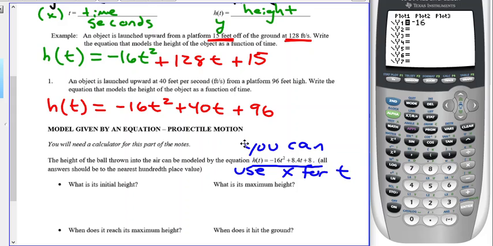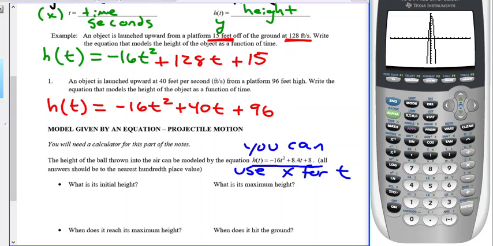You can use x instead of t. That's okay. So negative 16x squared plus 8.4x plus 8. Okay, so that's your function. We're going to go ahead and graph it and see what it looks like.